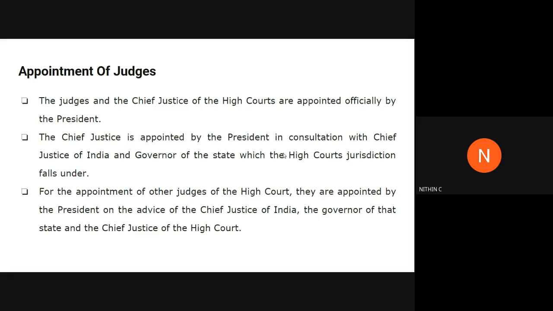It's actually a Union Territory. Does anyone know whether we have a High Court in Lakshadweep?